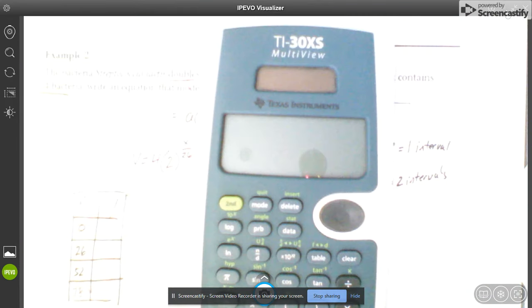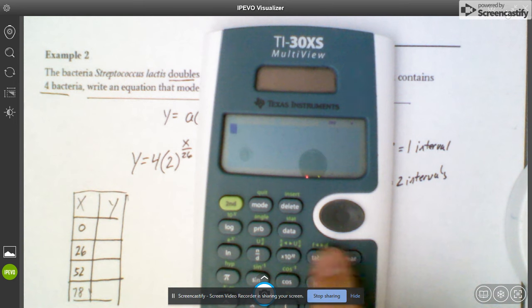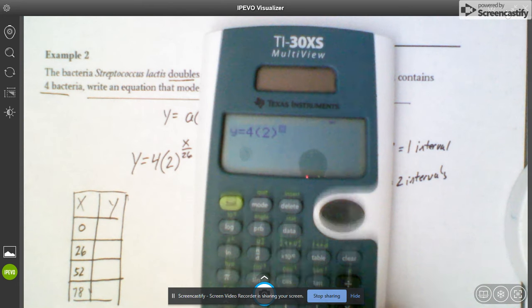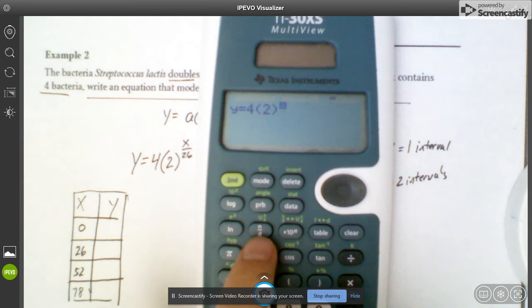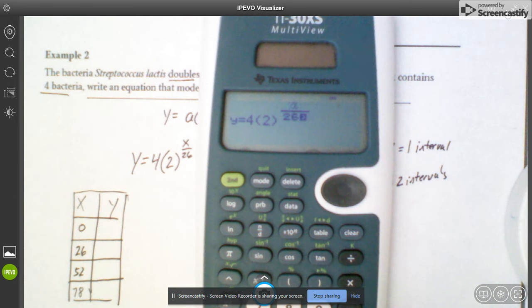So in your calculator, again, clear out whatever you got previously. Get back to your main screen, hit table. If you've typed something in, like we did in the last example, you see it's still there. Hit clear, it'll go away. So we want 4 times 2. And then the trick here is going to be to use the n over d key in the exponent. So now I have an exponent, and it's x over 26.